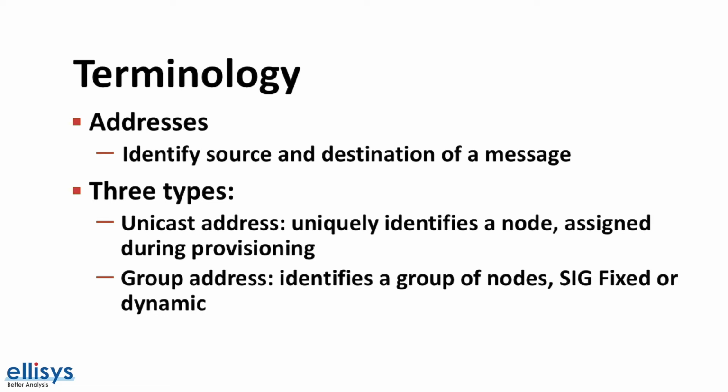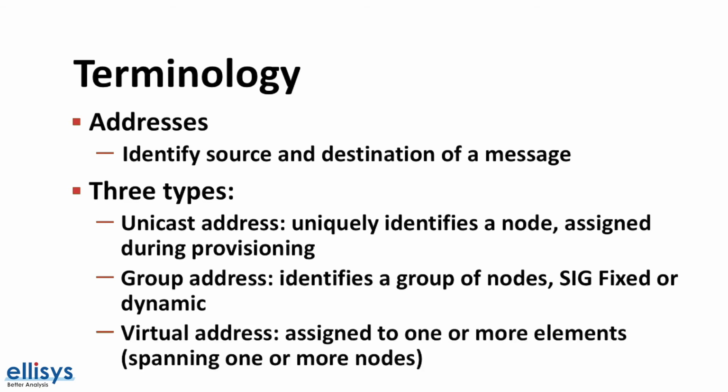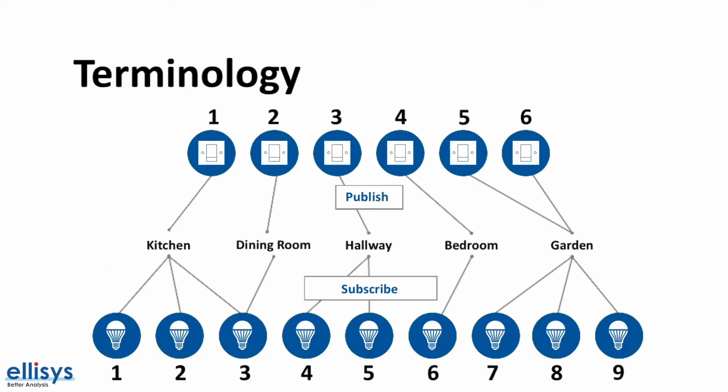Now, group addresses in general reflect a physical grouping of nodes, such as all nodes within a specific room in a house. The last type of addresses are virtual addresses, which may be assigned to one or more elements spanning one or more nodes.